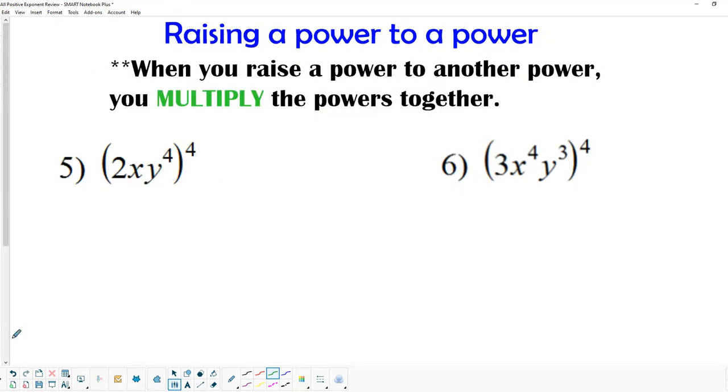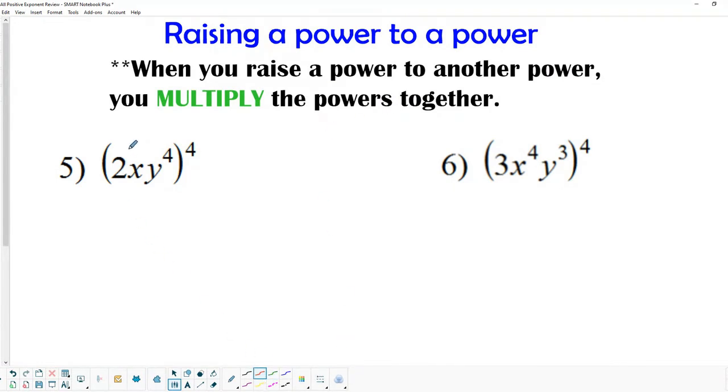All right, then we talked about a rule called raising a power to a power. In that case, there are some parentheses, you have some type of exponential expression inside, and then another power on the outside. So to simplify this, the rule was when you raise a power to another power, you multiply the powers together.